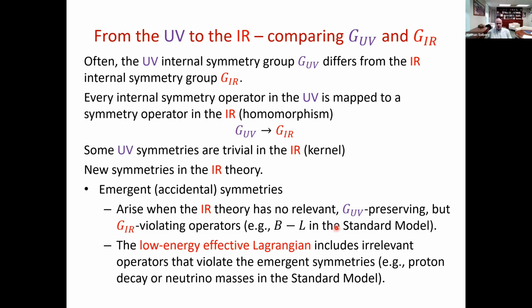However, that symmetry is not exact, and there are irrelevant operators that violate this new symmetry. So there could be new symmetries in the IR, but they are always approximate. And if we talk about B minus L in the standard model, indeed people look for proton decay or neutrino masses, which correspond to high dimension operators that violate B minus L.